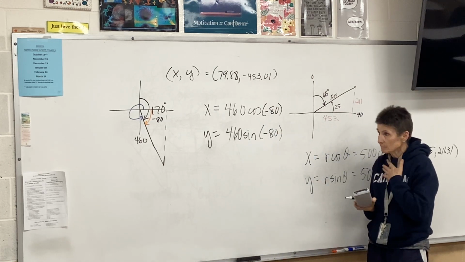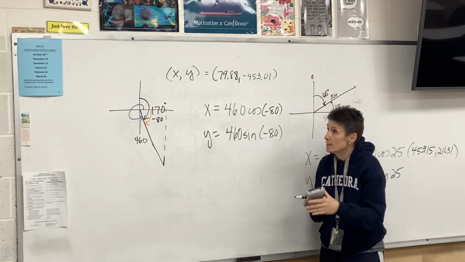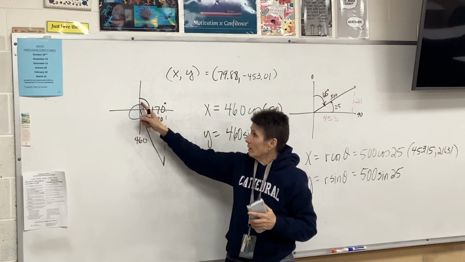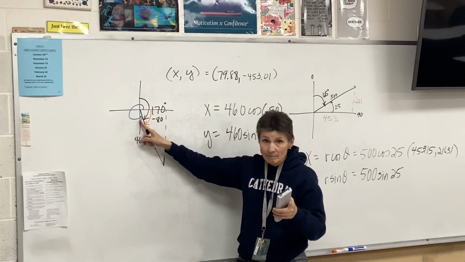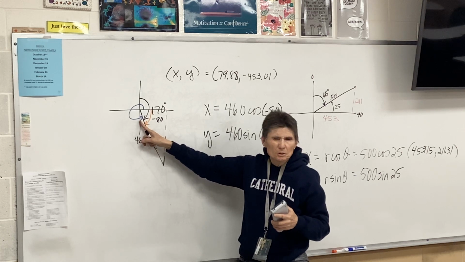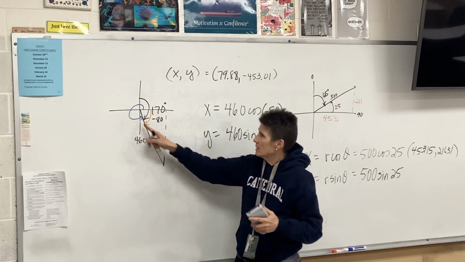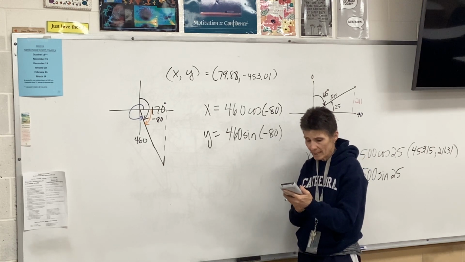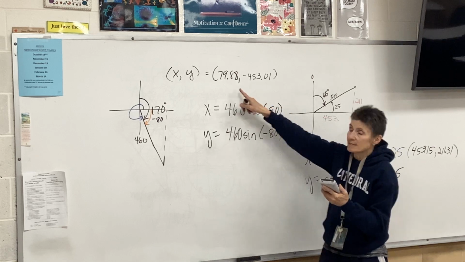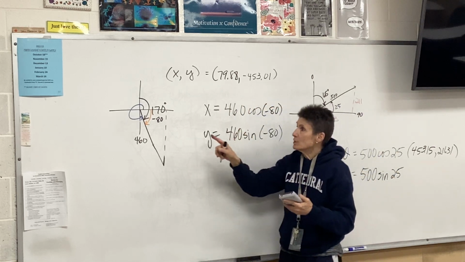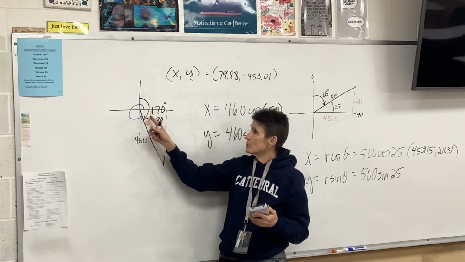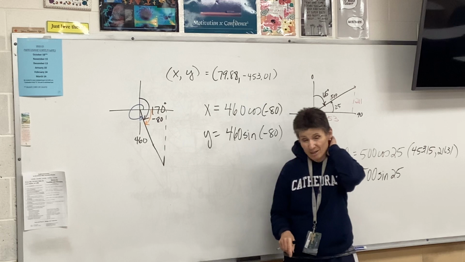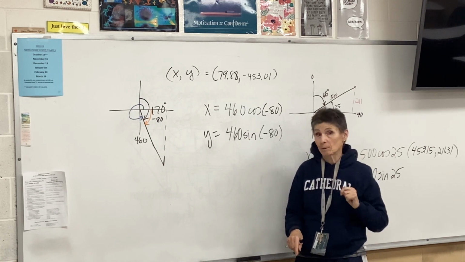Two things. Just to prove to you that you could have used the blue angle. How big would the blue angle be? Well, isn't the blue angle everything but 80? So what is that? 280? So type in 460 cosine 280, and you get exactly the same thing we got. So you can use the orange angle, you can use the blue angle, you can use any angle that's in standard position. All right, so that's the first thing I want to point out.